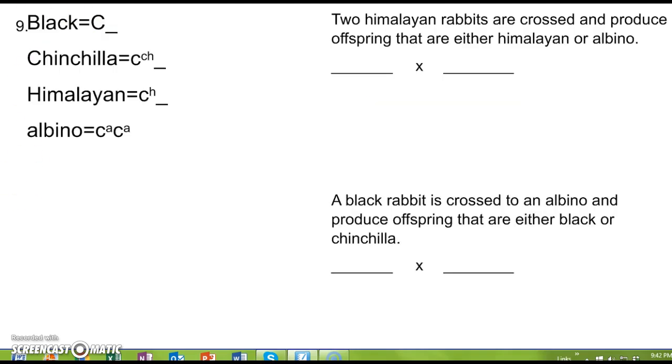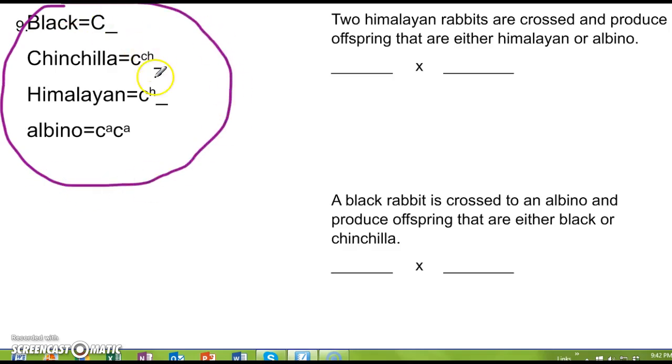The last one is, again, another rabbit question, and I had given you the key to work with in class, so that's what this is over here on the side. So this should look familiar to you here. Okay, so this is a multiple alleles type of inheritance. So it's similar to blood type. It's just another example. So it says 2 Himalayan rabbits are crossed.